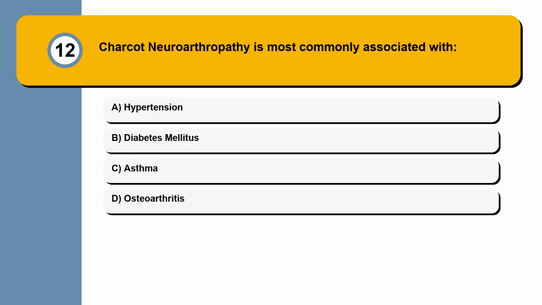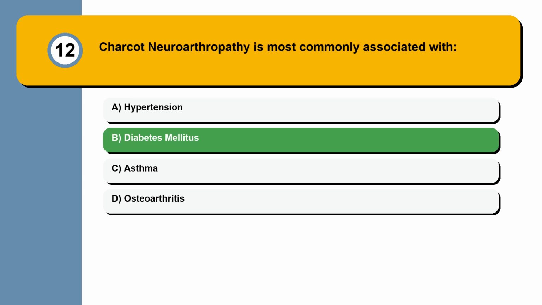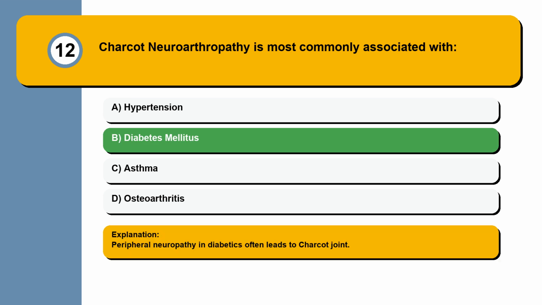Question 12. Charcot neuroarthropathy is most commonly associated with hypertension, diabetes mellitus, asthma, osteoarthritis. Peripheral neuropathy in diabetics often leads to Charcot joint.